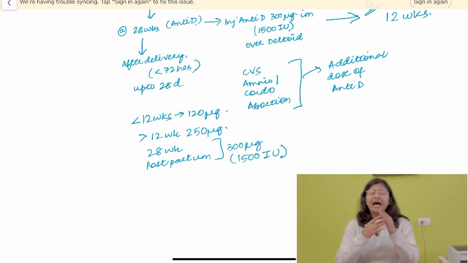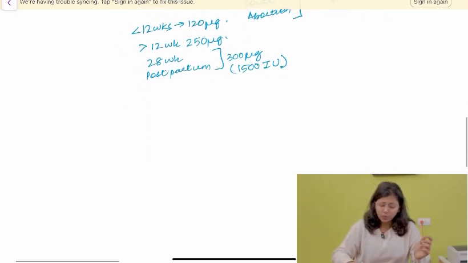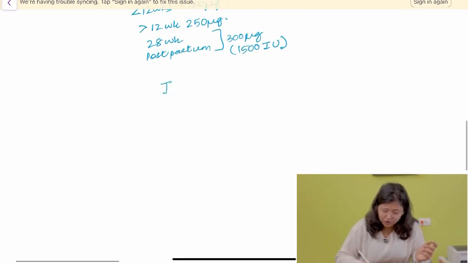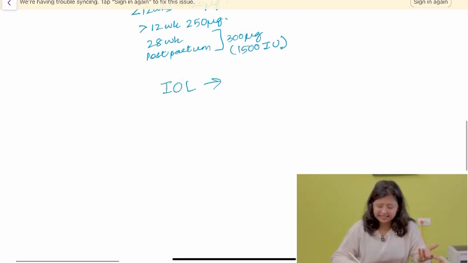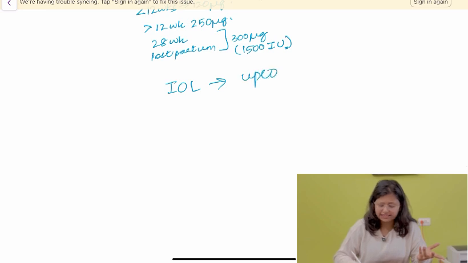So now we have treated this as a normal pregnancy. The only thing we have done is give her routine prophylaxis of anti-D at 28 weeks. So when do we deliver her? We induce or deliver as a normal pregnancy, which means we can go up to 40 weeks easily.